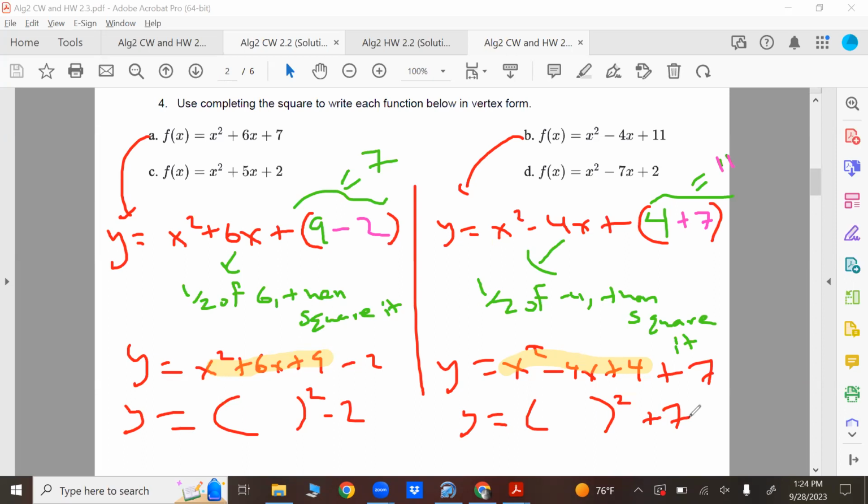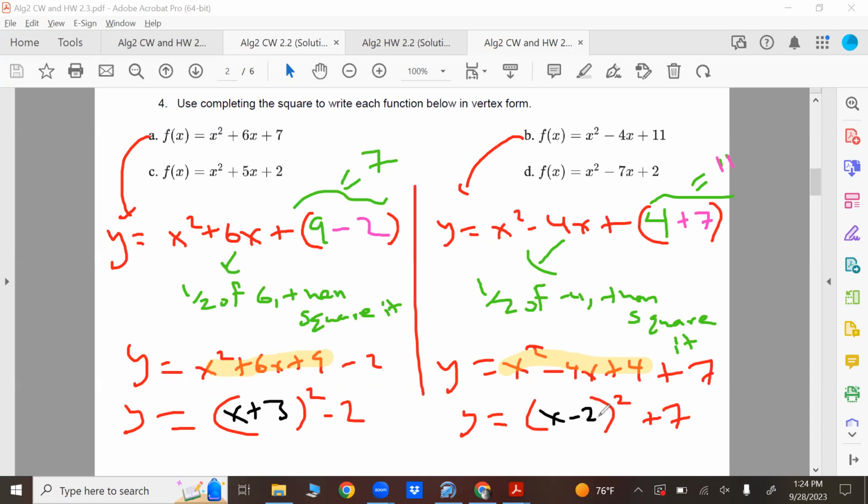Okay, what are you going to put in that first set of parentheses here? We have x squared plus 6x plus 9. x plus 3, good. Out here, no? Close. x minus 2. x plus 3 squared. x minus 2 squared.